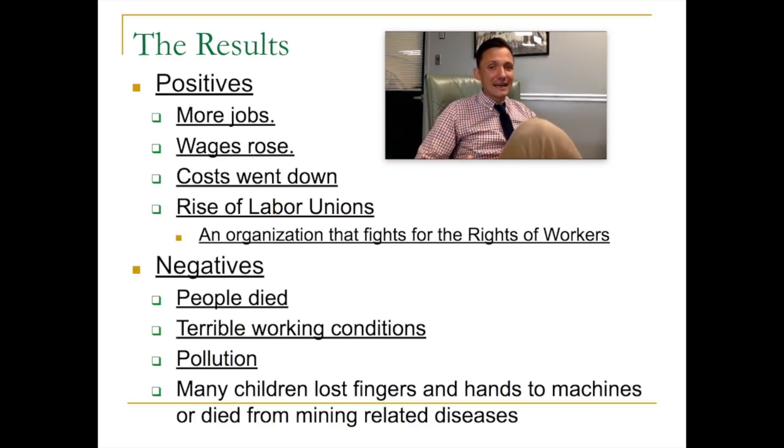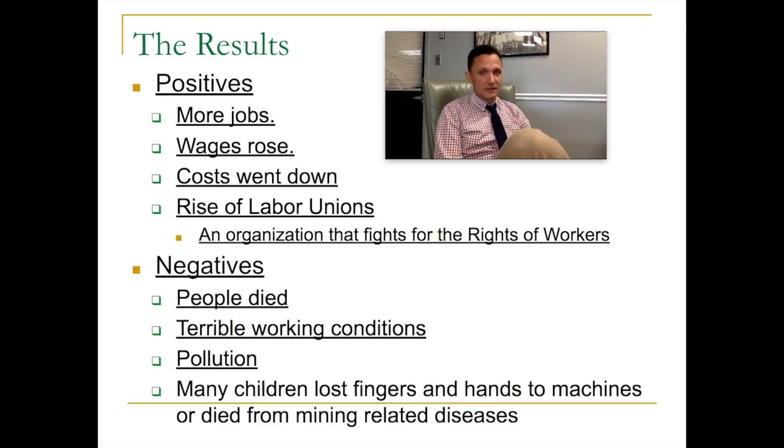Continuing forward. But the biggest negatives of the Industrial Revolution are, of course, people are dying, right? Terrible working conditions. Pollution is another huge one as well. Like, pollution ran rampant, right? It was bad. Coal ash going all over the place. Like dirty water being dumped into the rivers. And it's a huge problem. And also, many children are going to lose fingers, hands, and their lives to machines or die in mining-related diseases. So you've got a lot of negatives and a lot of positives with this entire thing.